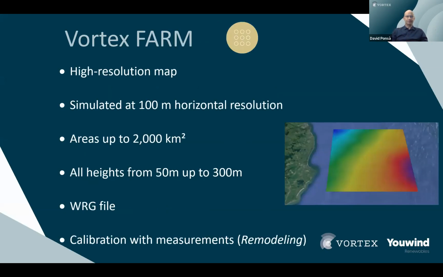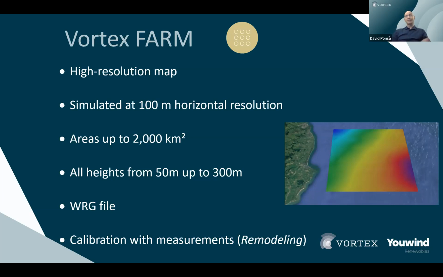Next slide, please. And then we have talked about single spots. Both series and LES are at a single spot. And now we go to a couple of products that cover a large area. The first one is Farm, which is a high resolution map at 100 meters horizontal resolution. And we can cover a large area up to 2,000 square kilometers.